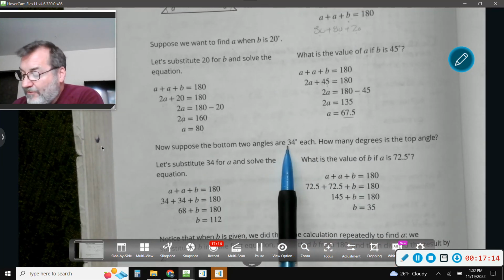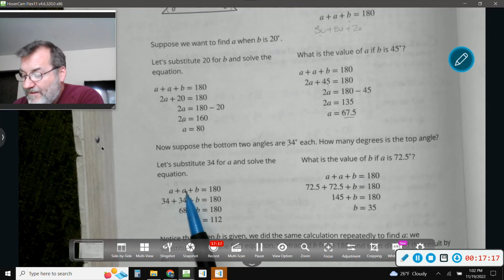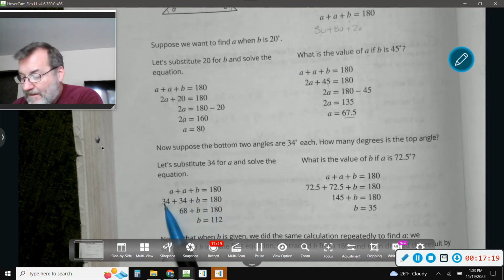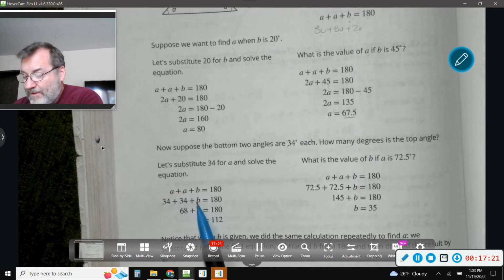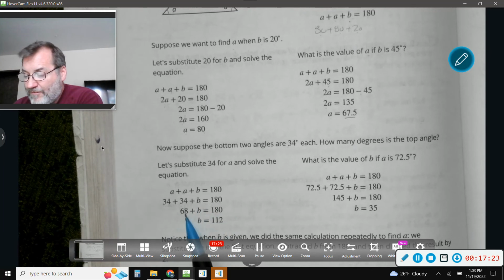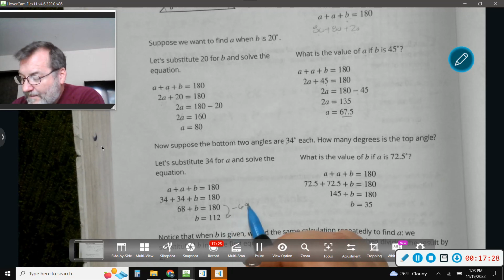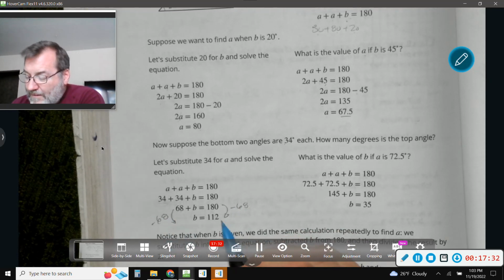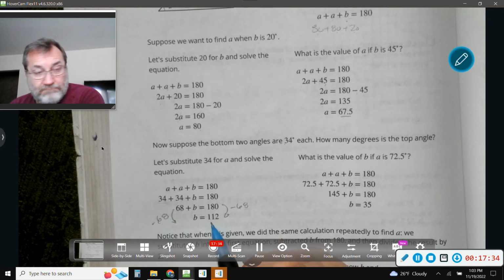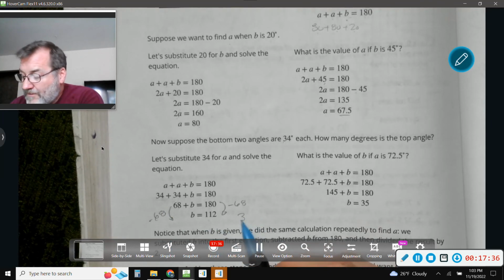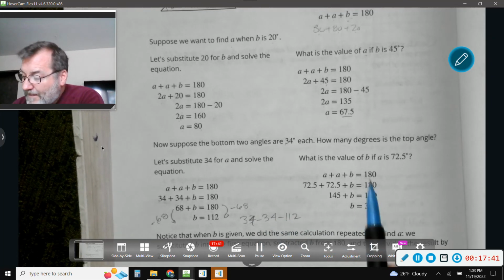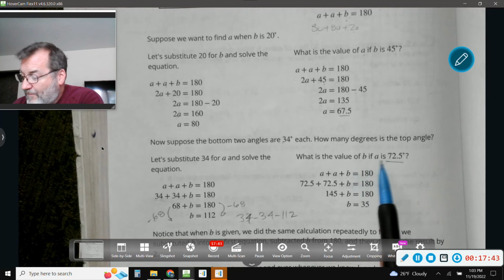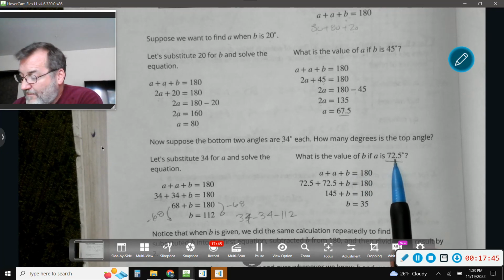Suppose the two bottom angles are 34 apiece. Now I'm substituting in for the A's, and I have to solve for B. So 34 plus 34 plus B is 180. So you add the 34s, you get 68. Subtract 68 from each side. And you end up with B being 112. All right, so it's 34, 34, 112. And find the value for B if A is 72.5.